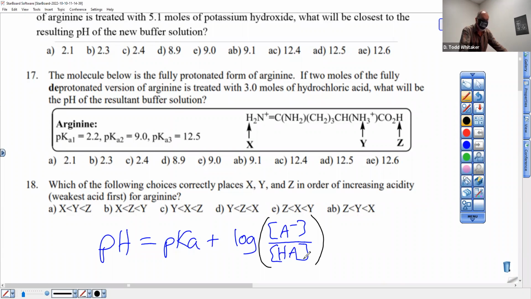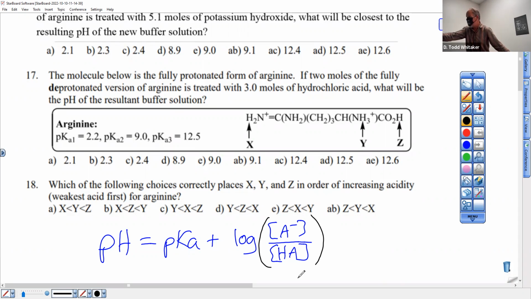Now, if you have a ratio of 1 to 10, 1 base for every 10 acid. Now, log of 1 over, did I say 100 instead of 10? Yeah, I'm sorry, I wanted 10. 1 over 10 is 1/10, 10 to the negative 1. That negative 1 is your answer, isn't it? The log of 10 to the negative 1 is negative 1.